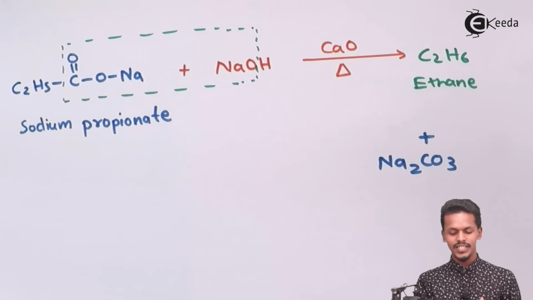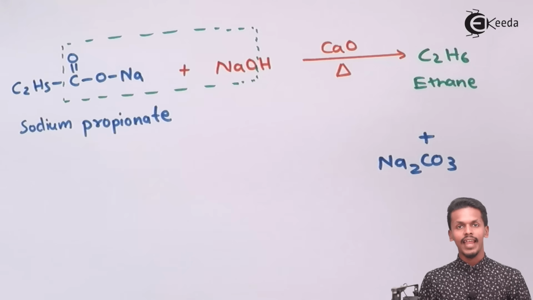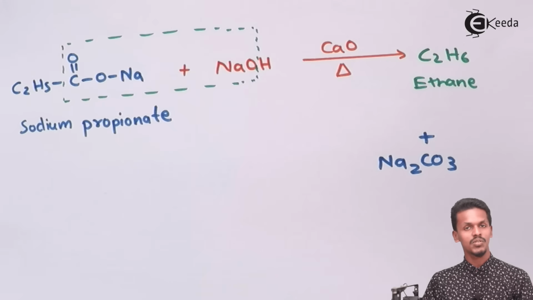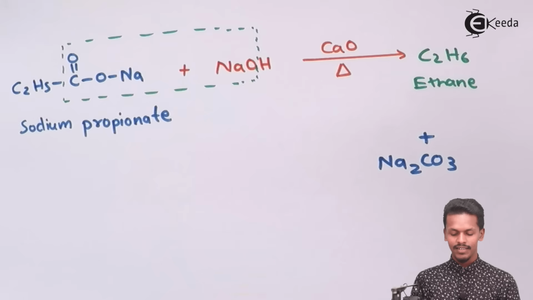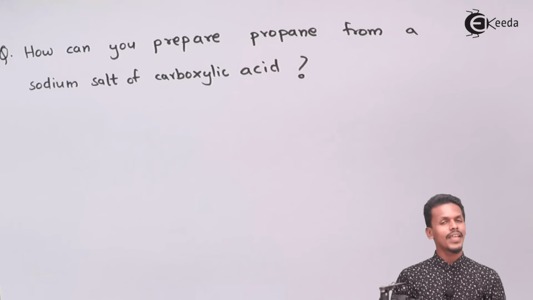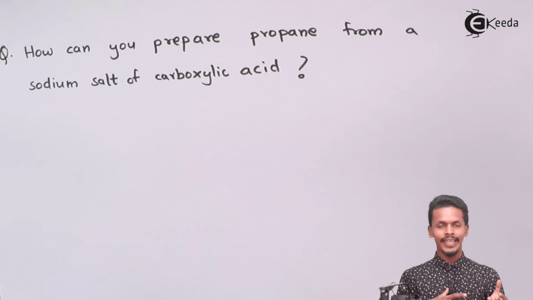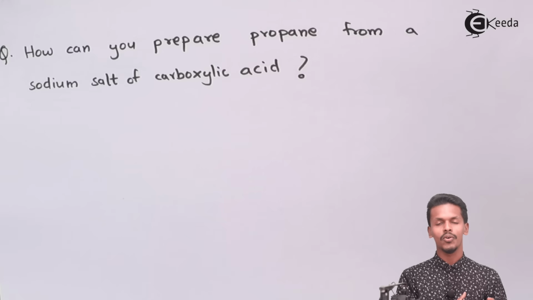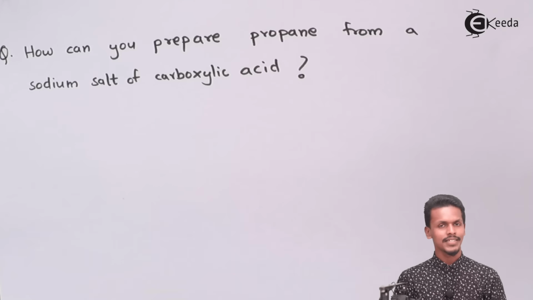So we have converted sodium propionate to ethane, and we could also see that one carbon atom has been lost, and this process is known as decarboxylation. This is how we could prepare an alkane from the sodium salt of a carboxylic acid. So now we have discussed how we can prepare an alkane from its sodium salt of carboxylic acid.